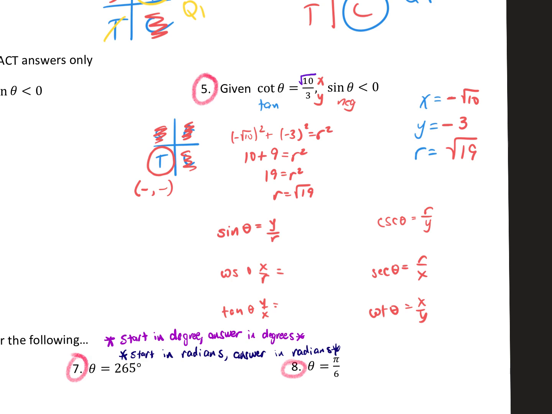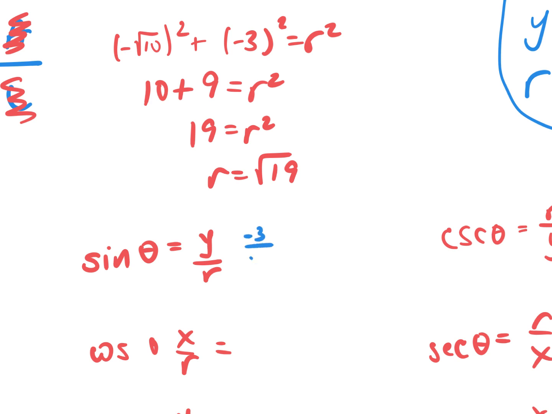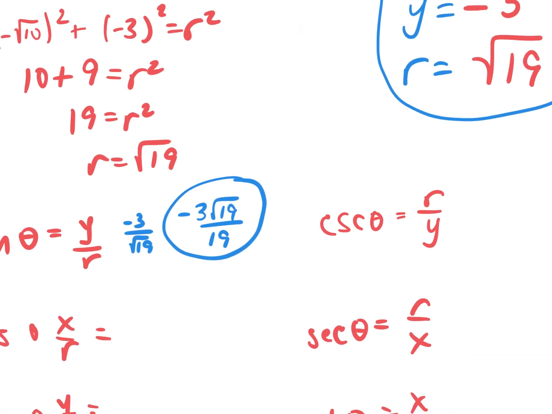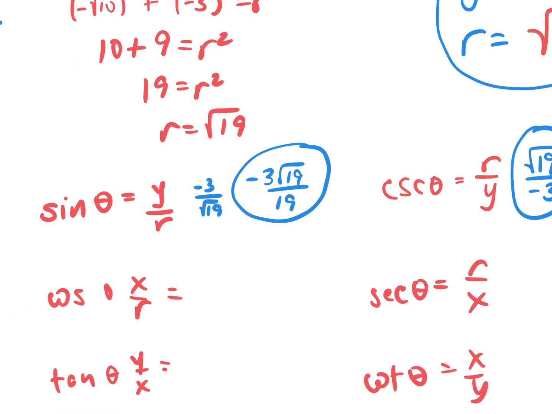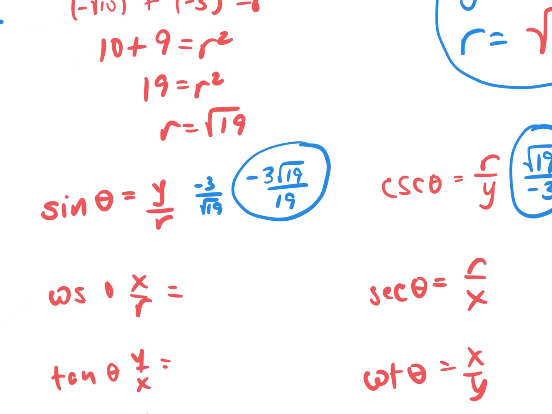So, y over r, this is all I need to look at right here. I have negative 3 over the square root of 19. Is that okay? No, we need to rationalize. This is actually going to become negative 3 root 19 over 19. Does it simplify? No. So my cosecant, I'm going to flip it. It's the square root of 19 over negative 3. Anything to do there? Nope. Good. You don't need that right now. This isn't a problem where you need it. I'll show you one that you need.